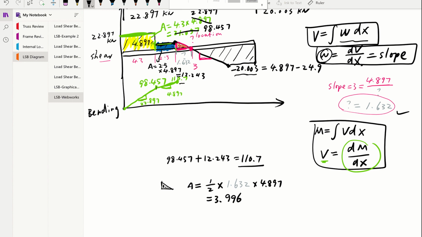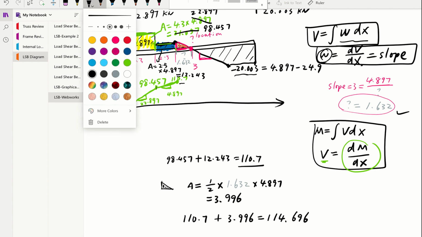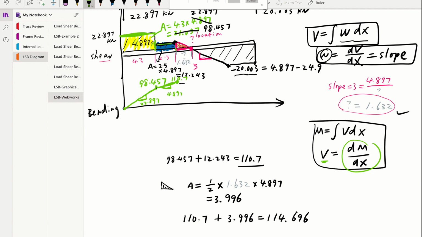Okay. So in other words, I'm going to start at 110.7, this value, and I'm going to add, since I'm integrating, right? And they're all above the x-axis, so I'm going to continue to add. This value is going to go up, plus 110.7. That gives me an answer of 114.696. So that's going to be my next value. So it's going to be somewhere here.